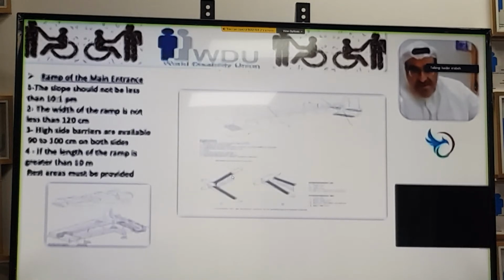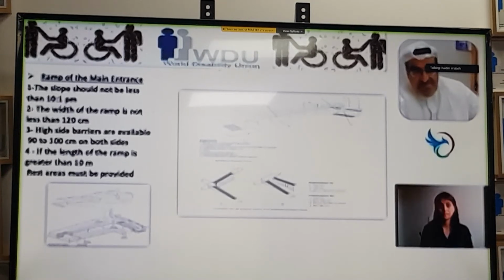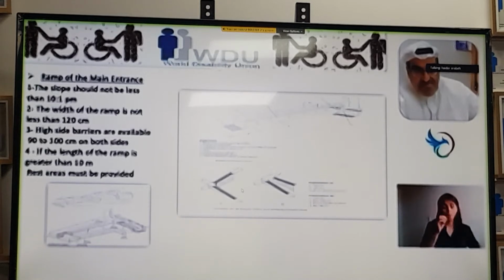And if the area is very long, you can use the U-shaped ramp, which may reduce the area if you don't have a big area, or you can use the L-shaped ramp. But you need a rest area on both sides, because it's very long.